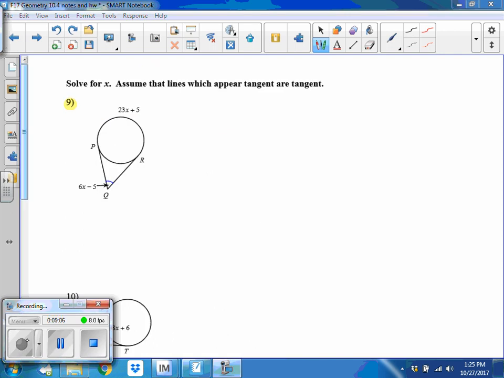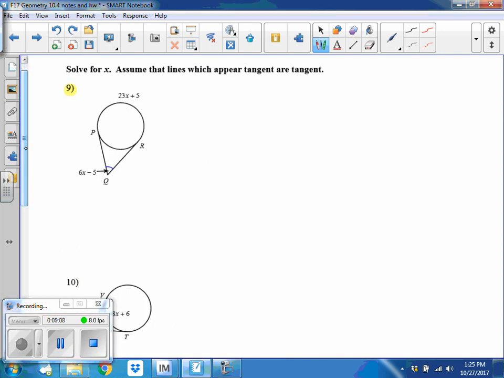All right, let's look at number 9. Again, we have to solve for x. We have to have a value for all 3 parts: the angle, the inside arc, and the outside arc. They gave us the angle, 6x plus 5. They gave us the outside arc, 23x plus 5. What we need is a value, we need to name the inside arc. Well, just like that other problem, we said this piece is 360 minus that.